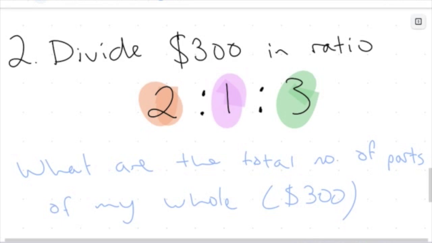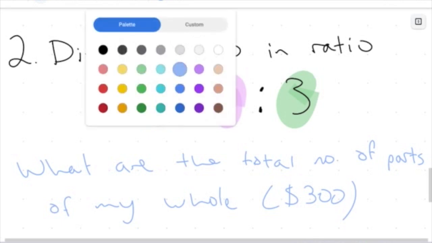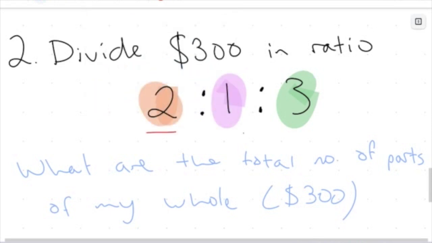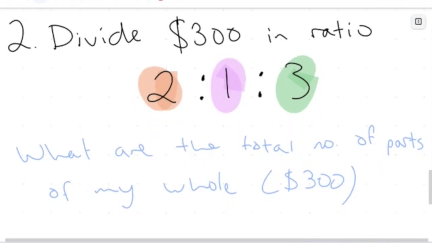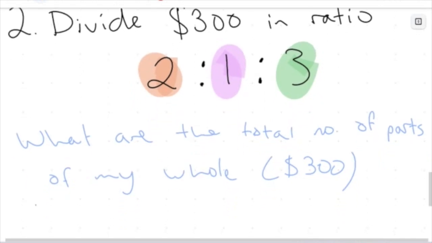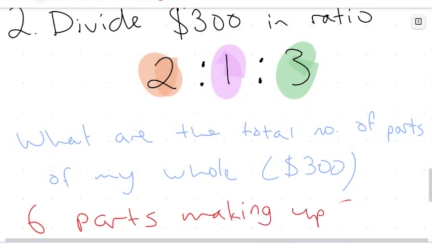Okay, well, we noticed from the last question that all we had to do was add up this and this and this. This makes up all of my parts. So how many parts do I have in total? I have 6 parts making up my 300. I have 6 total parts making up my whole of 300.